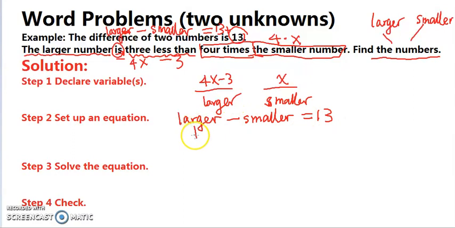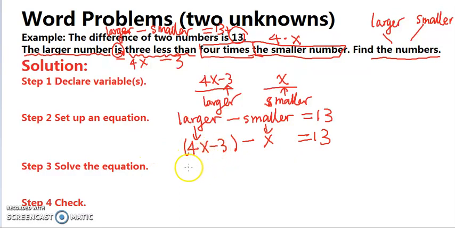And the larger number is 4x minus 3. The smaller number is x, which we got from step 1, equals 13. So that's the equation we set up. And after we set up the equation, we solve the equation.